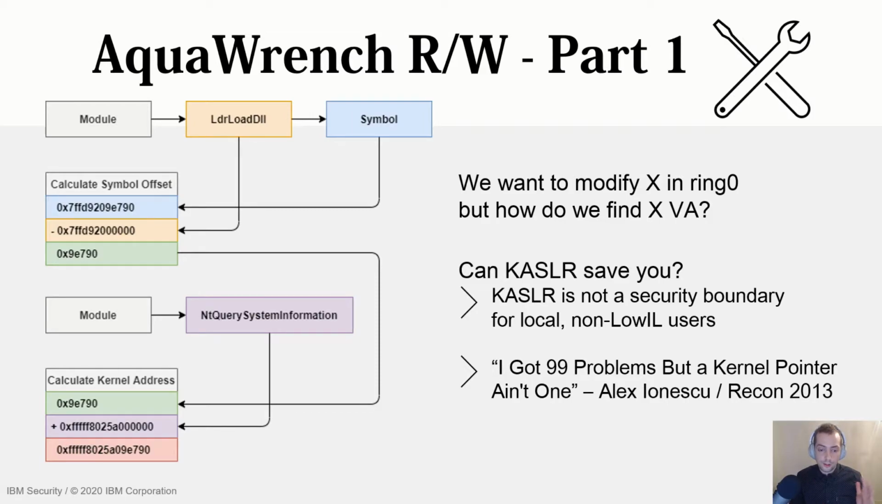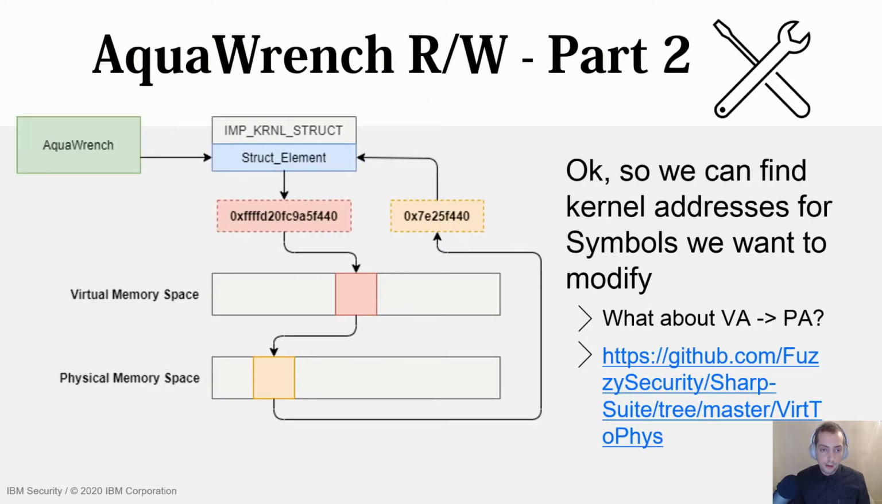Now, this is just one example, but there are many types of pointer and structure leaks that exist. So we can find the virtual address of X in the kernel. But remember that our driver is giving us access to physical memory, not virtual memory. So the second part of achieving arbitrary read-write is converting that virtual address into a physical address.